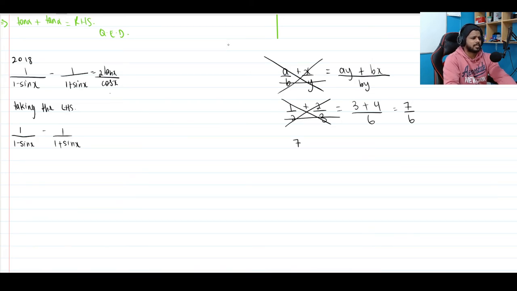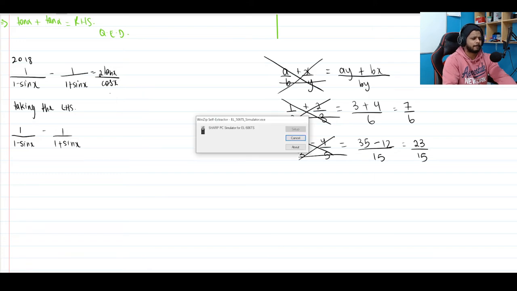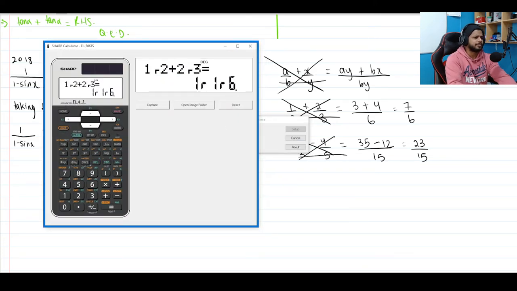Another example, 7 over 3 minus 4 over 5. Multiply this way, 35. Multiply this way, 12. Multiply this way, 15. 35 minus 12 is 23 over 15. So again, 7 over 3 minus 4 over 5 is 1 and 8 over 15, which is 23 over 15.